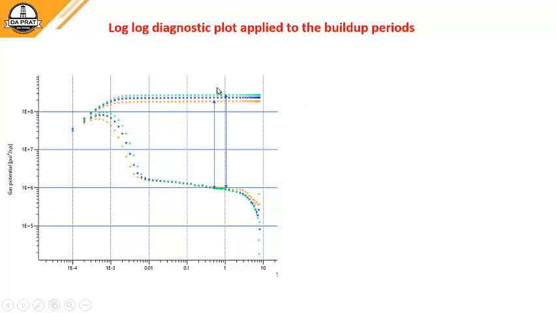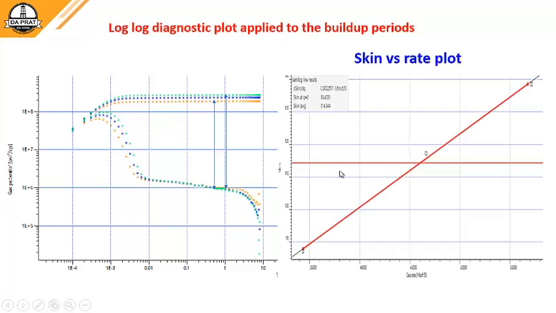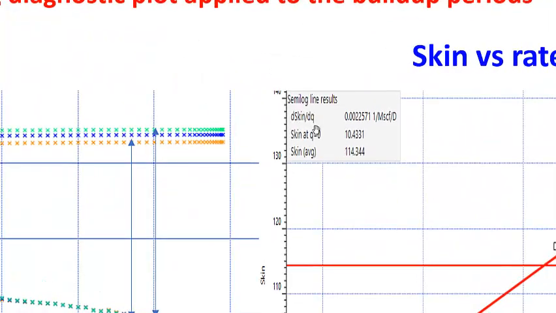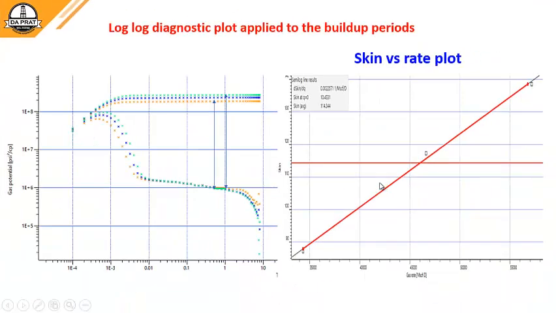So if that's the case, what you do now is to find the effective skin for each of the drawdown periods through the build-up analysis, and build the skin versus rate plot. From this plot, you may have an idea of your turbulence constant, which is this one here, about 0.00225. And also what is your skin at laminar or mechanical skin, that you get from this graph when you extrapolate to zero flow rate.